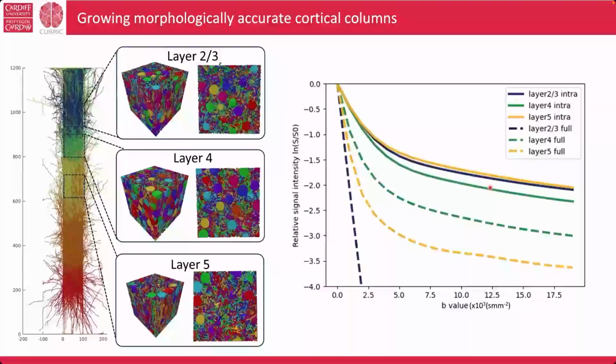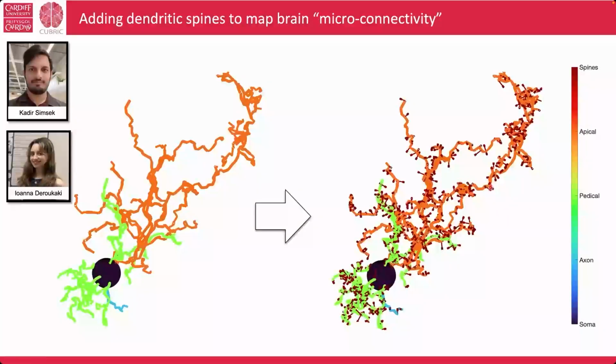Moving forward, Katir Shimshek and Ioana Derukaki in our team took this cellular microstructure, which encapsulates a lot of the complexity, but not all. There is something that we were not encoding in our algorithm, which are spines, which are these little lateral protrusions in the dendrites. And we believe that these spines carry a significant and unique signature in the diffusion MRI signal, so we can measure them. That's the idea.